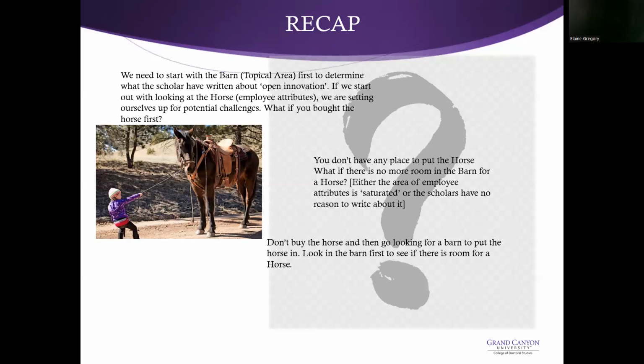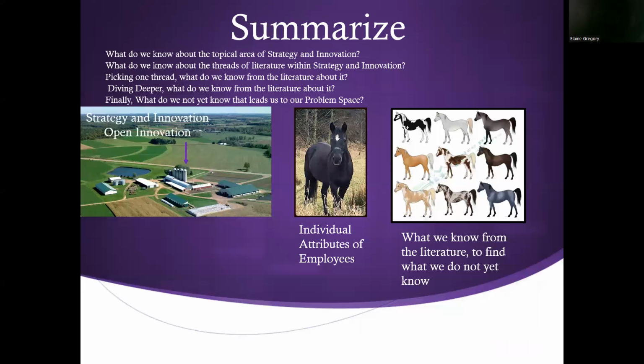So don't buy the horse and then go looking for the barn. Look in the barn first and see what's in the barn and if there is room for a horse. To summarize, we want to ask ourselves the following questions, and these questions start drilling further and further down until what we know and what we do not know. So if I were doing a strategy and innovation research topic, I would say, well, what is the first thing we know about strategy and innovation? Well, we know there are lots of topics under it, so we have to look at what topics are being discussed and pick one.